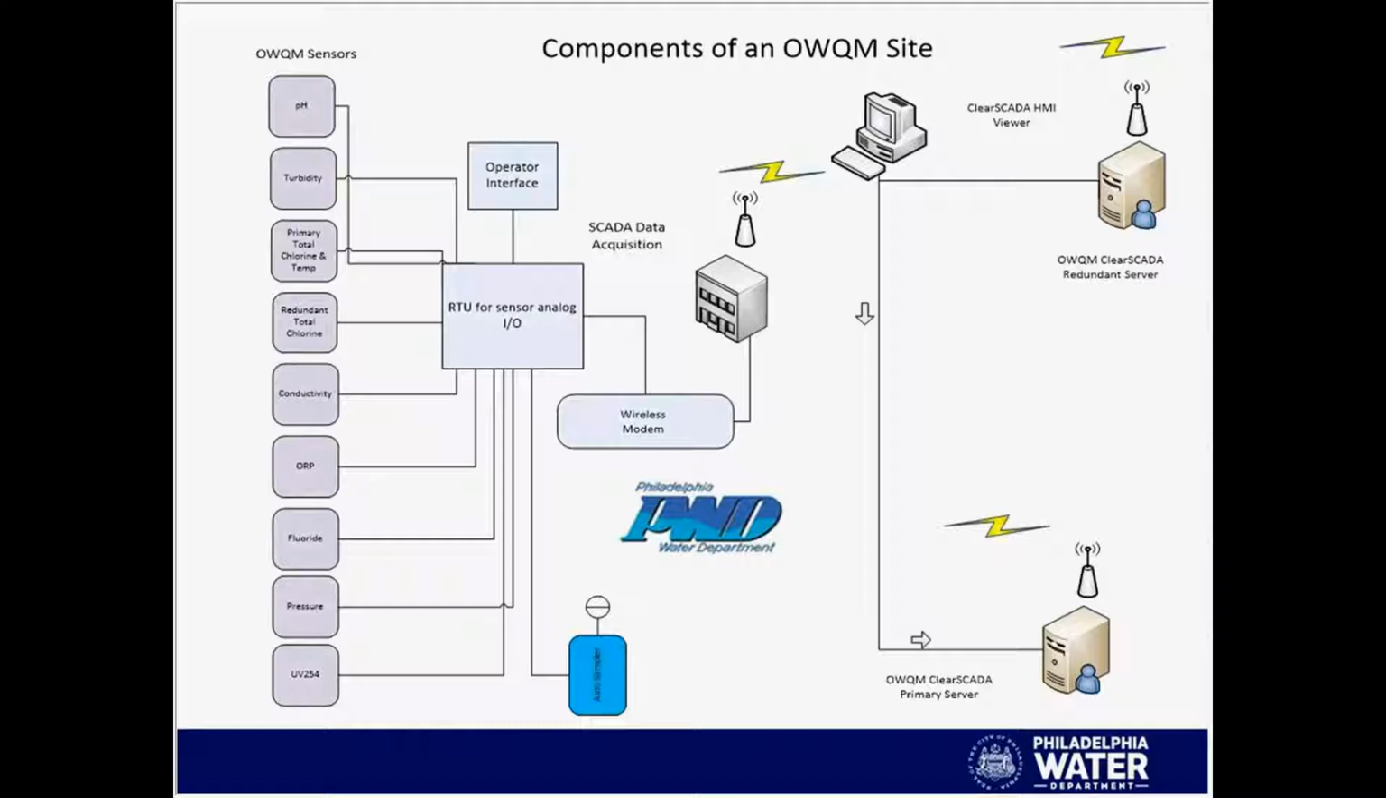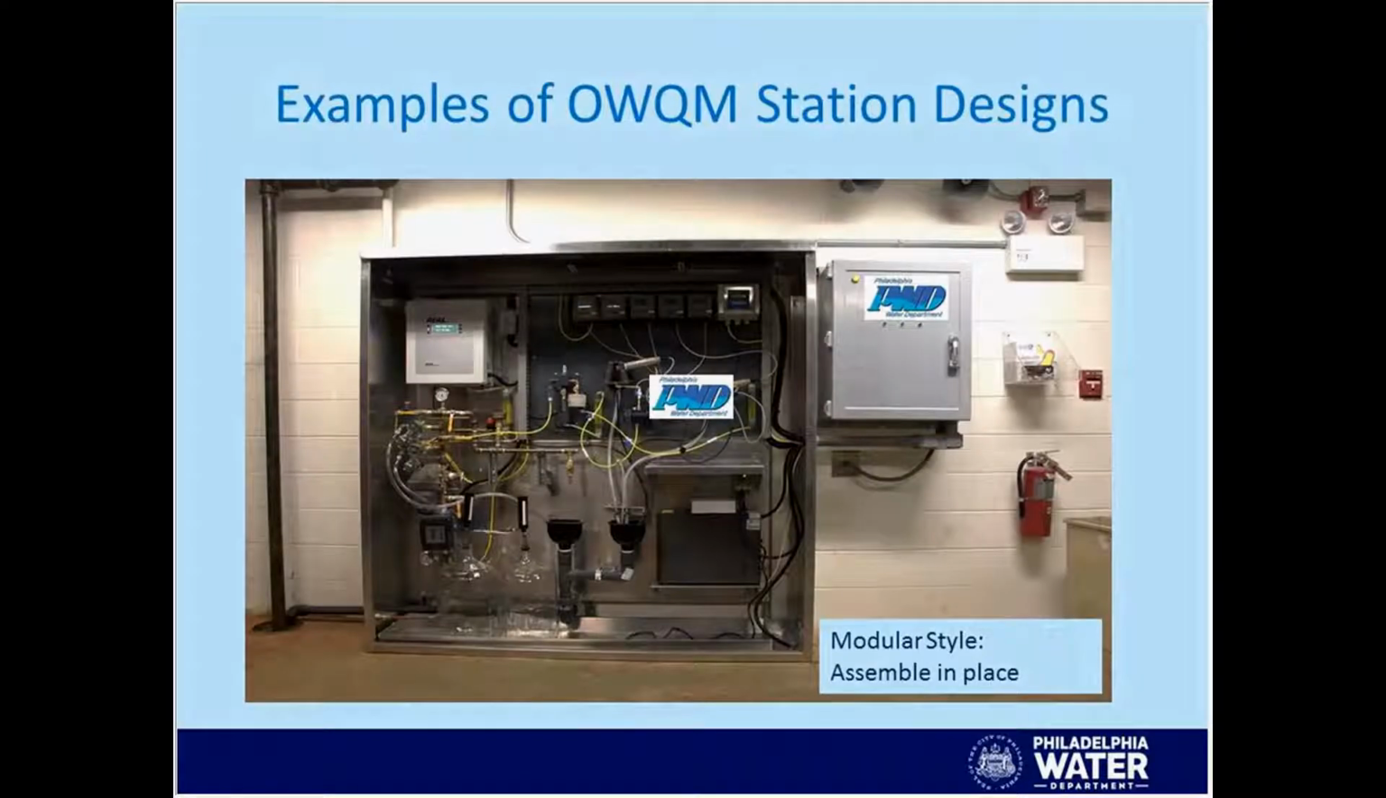On the lower left is a typical auto sampler, and again, this just shows you the primary and redundant servers that the data is being transmitted to. Let's see, I think I'm doing good for time. So I'm going to go through just some designs.